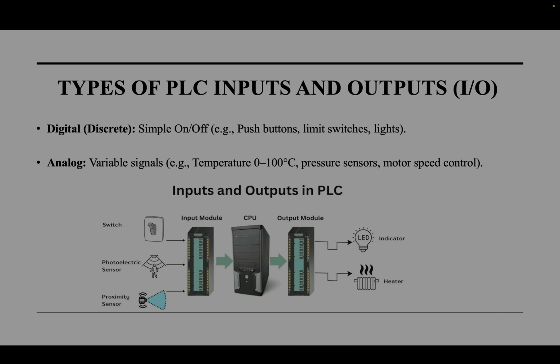Types of PLC inputs and outputs, which are signals, come in two forms: digital and analog. Digital is a simple on-off signal, like a push button, and analog is for variable information like temperature readings that go from 0 to 100 Celsius, or a pressure sensor.